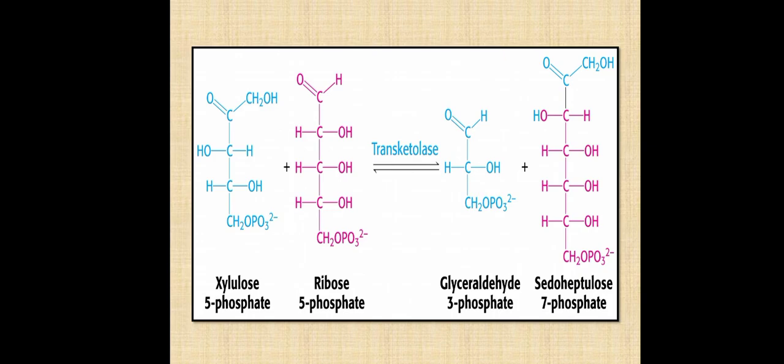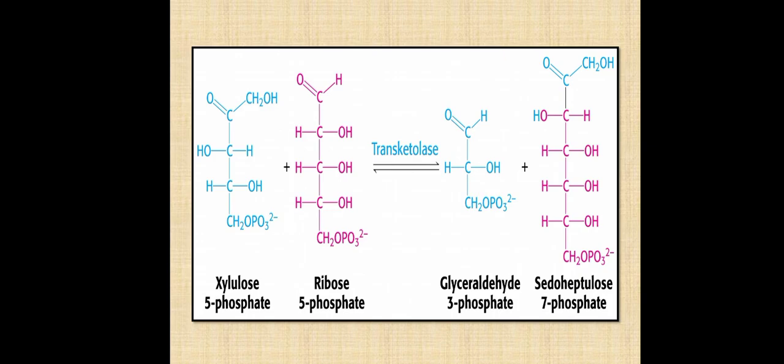Now, this ribulose 5-phosphate may be epimerized to form xylulose 5-phosphate, or there may be the isomerization of ribulose 5-phosphate into ribose 5-phosphate. Means there may be the activity of isomerase enzyme or the epimerase enzyme. Through the epimerization, there is the formation of xylulose 5-phosphate. Through the isomerization, there is the formation of ribose 5-phosphate.